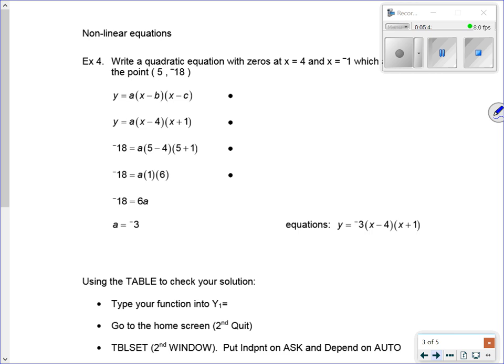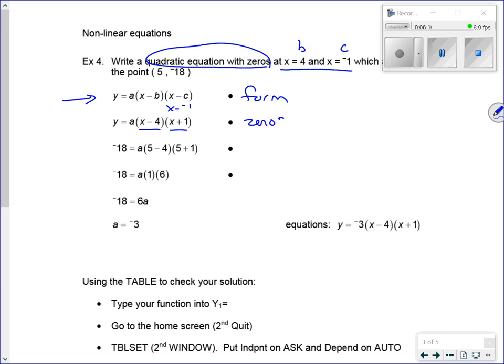We're going to write a quadratic equation with zeros. So our form here is a(x minus b)(x minus c). And the next thing you're going to do is plug in the zeros right here. Plug in the zeros for b and for c. So you'll notice when you plug in the 4, you get x minus 4. When you plug in the -1, x minus -1, you get x plus 1. Okay, so plug in the zeros.